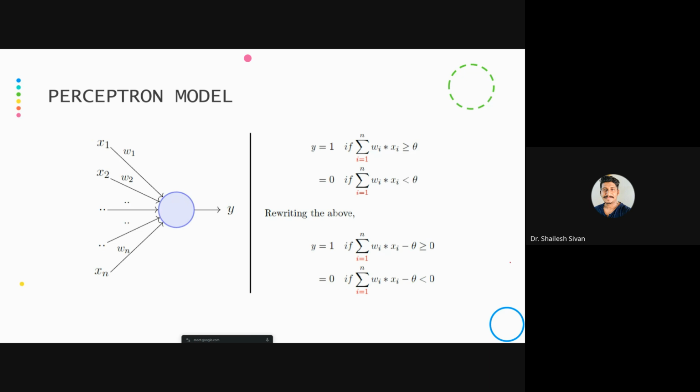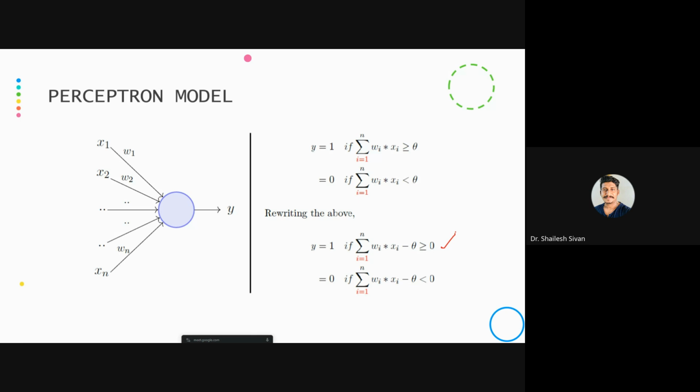So can you relate this with what we have discussed earlier? Are you remembering this equation? Can you tell me what this equation stands for? What is actually represented by this equation? A line. It is a hyperplane, right? It is a hyperplane in an n-dimensional space.